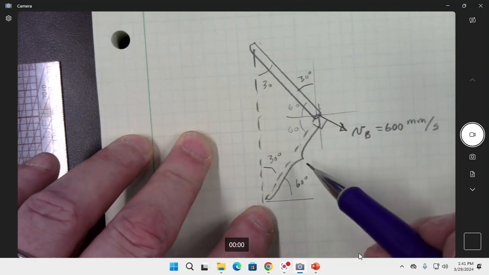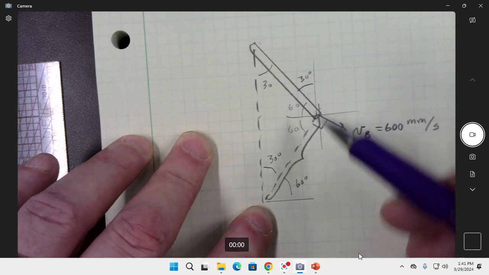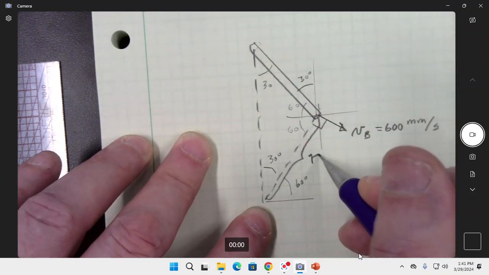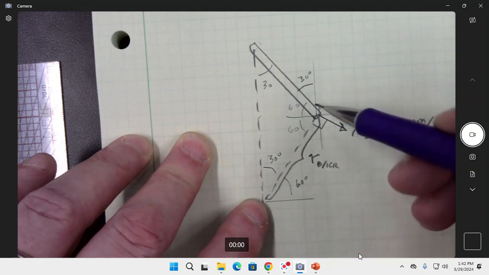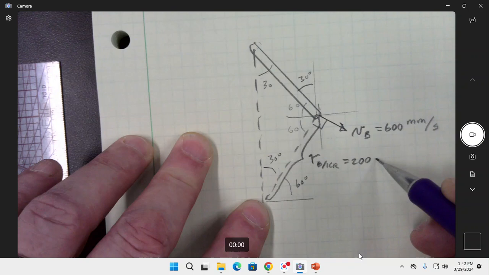We don't even need to do any trig or anything. We could just recognize that it's an isosceles. So whatever this length is right here, this RB with respect to ICR is going to be that same length. So that's going to be equal to 200 millimeters.